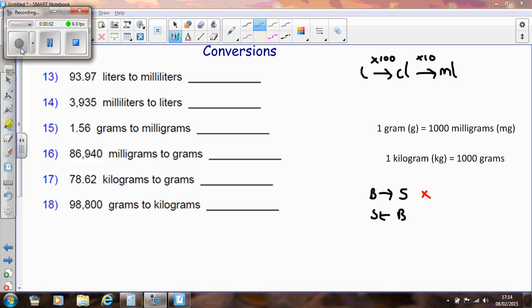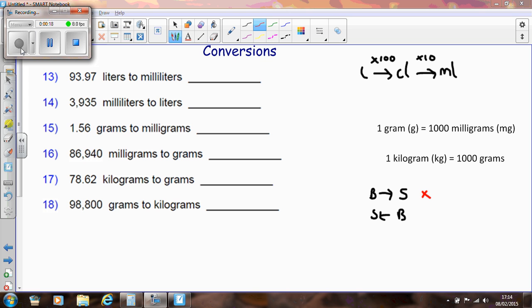This is conversions for measurements of liquid. So, for example, millilitres, centilitres, and litres, and also measurements of weight. So, things like milligrams, grams, and kilograms.